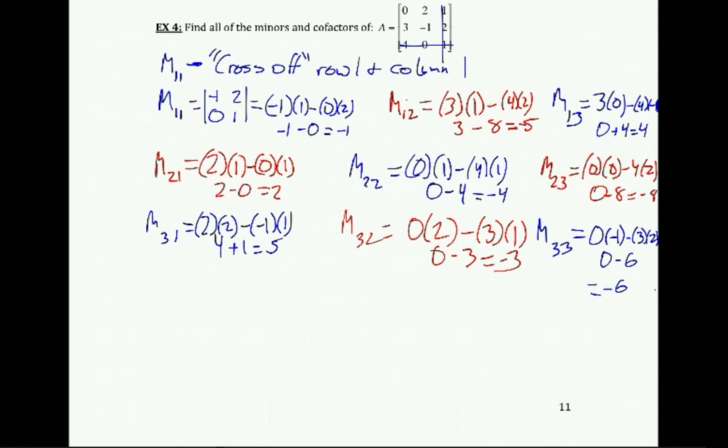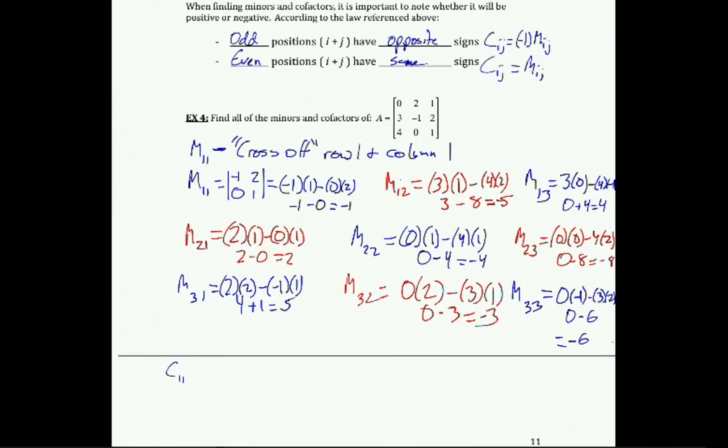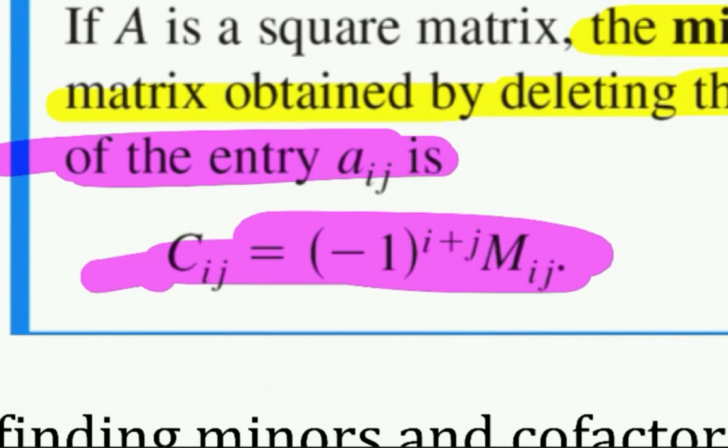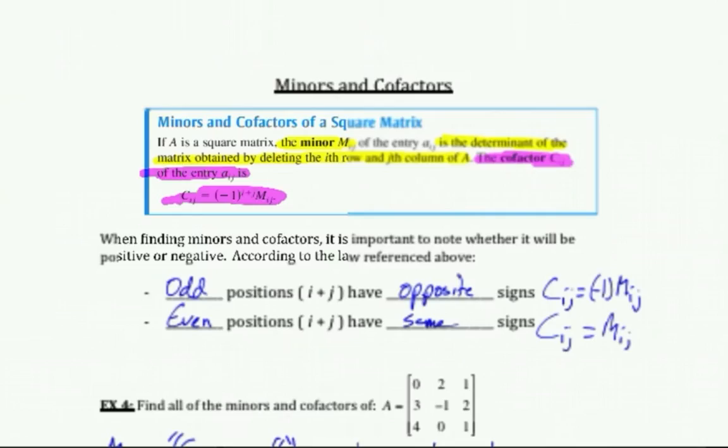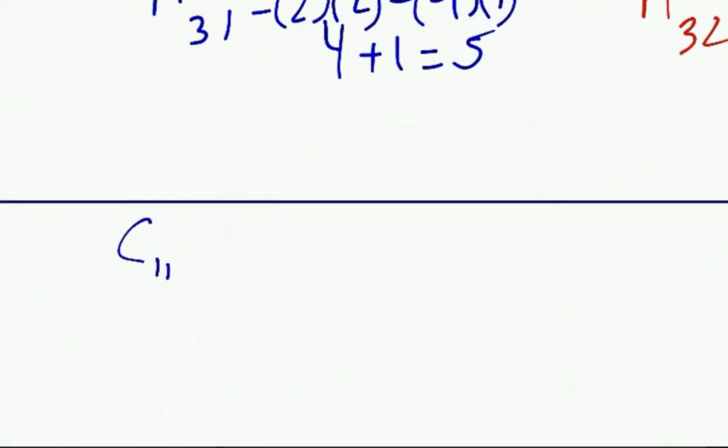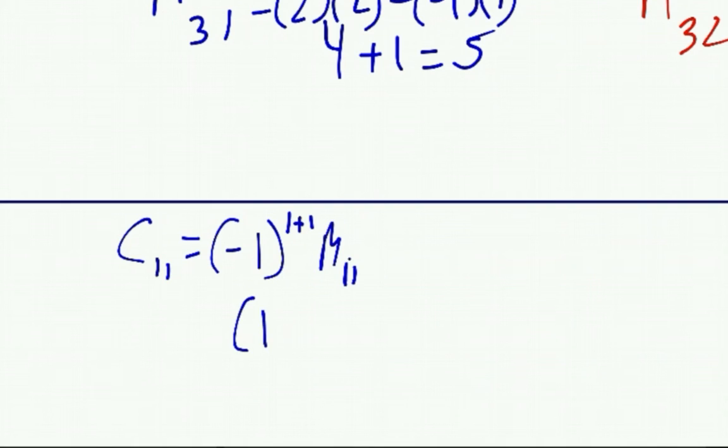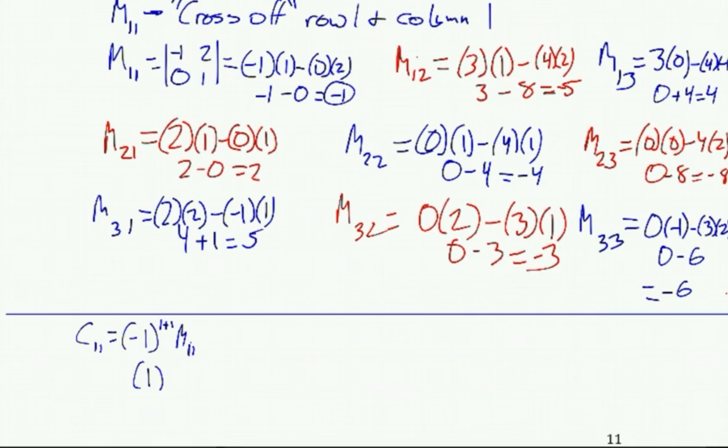Now the cofactors, we have a little bit more work to do. But thankfully the cofactors aren't that bad, to be honest. So cofactors, we're going to start off with c sub 1, 1. So it's going to be negative 1 to the i plus j power times the minor there. So in this case, it'll be negative 1 raised to the 1 plus 1 power times the minor at 1, 1. So negative 1 to the 1 plus 1 is negative 1 squared, which is just 1. And then m sub 1, 1, we ended up having a negative 1. So it's 1 times negative 1, which means our cofactor is negative 1.